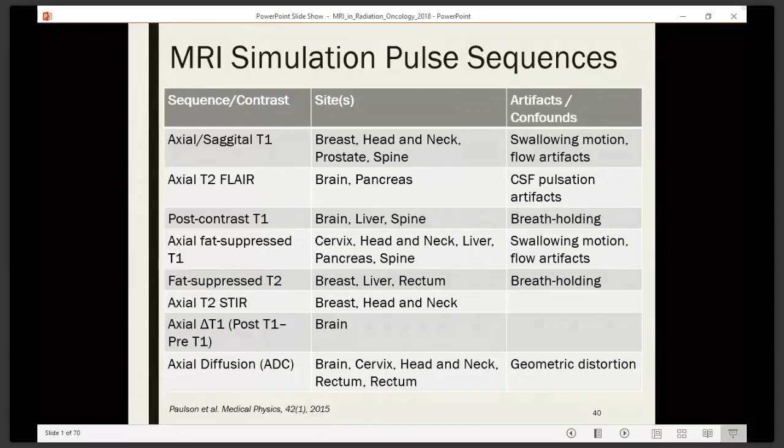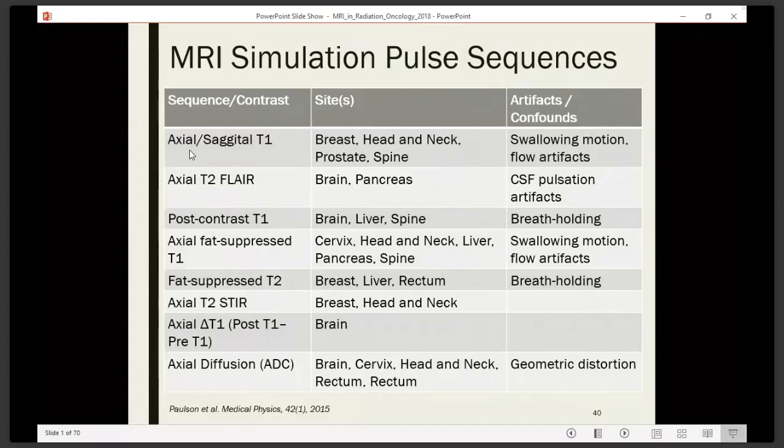Which ones you use depends on what kind of study you're doing. So this is just some examples listed in a table from one investigator, where you can look at the different sites, so different parts of the body they're looking at: brain, breast, liver, spine, cervix, head and neck. And in the head, you can do most about anything.